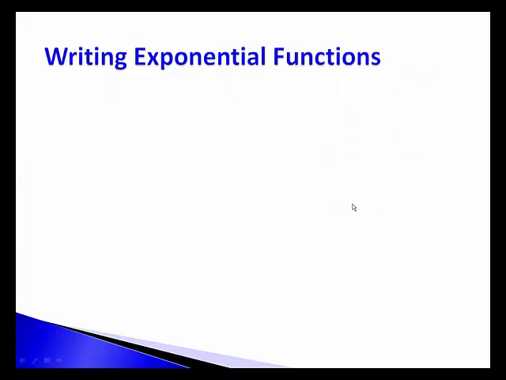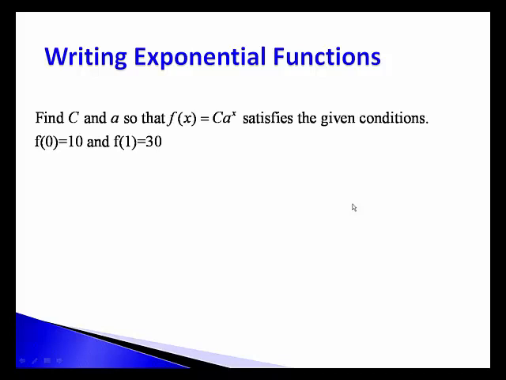What I want to do now is take some more data and see if we can write exponential functions from that data. Our instructions are to find c and a so that f of x is equal to c times a to the x power satisfies the given conditions. And the conditions we're looking for are f of 0 is equal to 10 and f of 1 is equal to 30. Let's just pause for a minute and make sure you understand what that means. One of the ordered pairs that you know is 0, 10. The other ordered pair that you know is 1, 30.